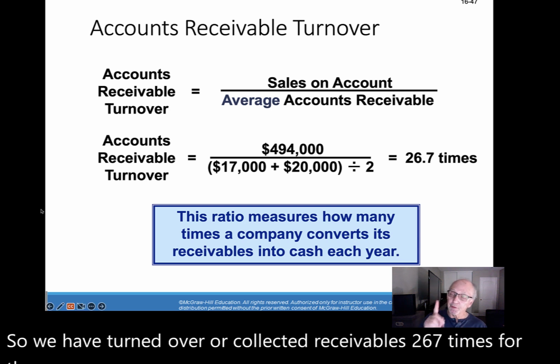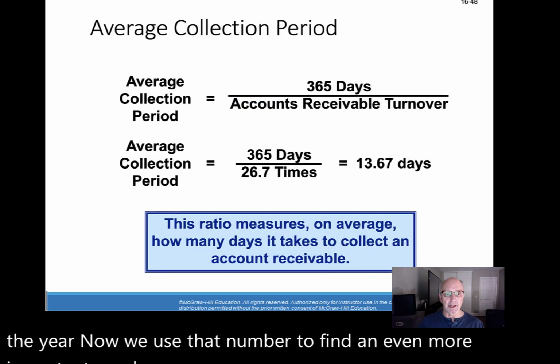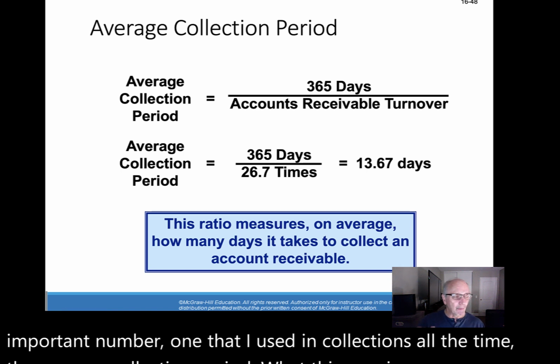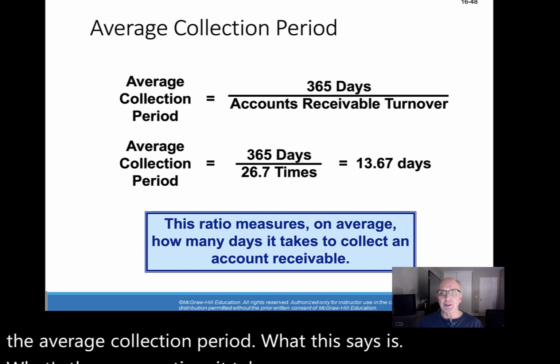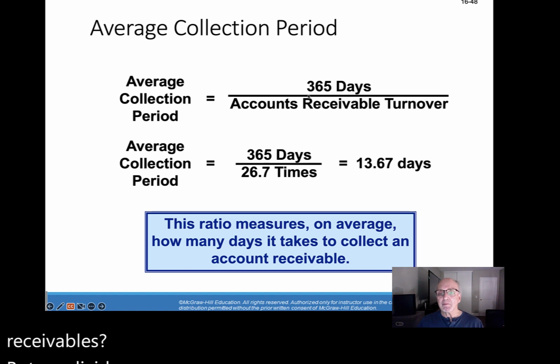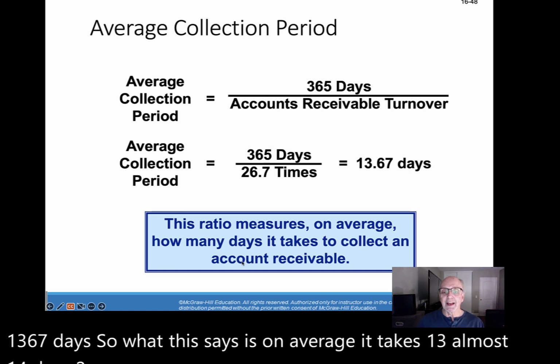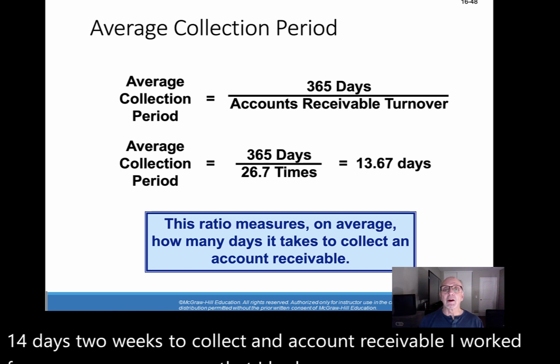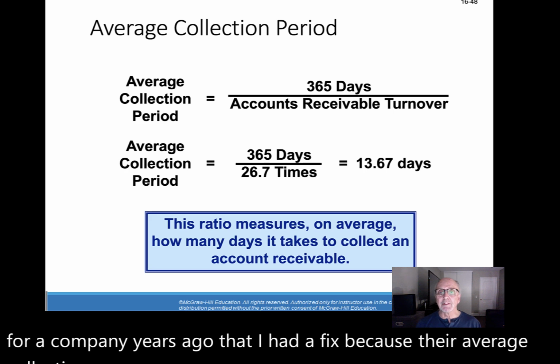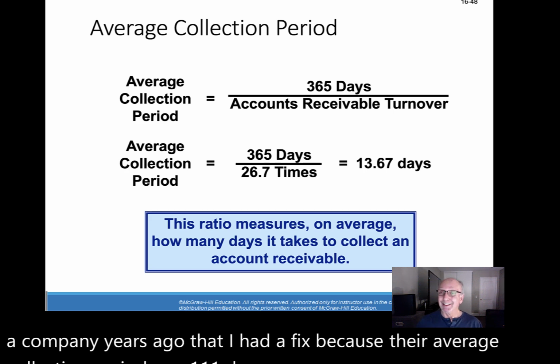Now we use that number to find an even more important number, one that I used in collections all the time. The average collection period. What this says is, what's the average time it takes you to collect your receivables? Well, we divide the receivable turnover into 365, and we get 13.67 days. So what this says is, on average, it takes 13, almost 14 days, 2 weeks, to collect an account receivable. I worked for a company years ago that I had to fix because their average collection period was 111 days. Yeah, bad number.